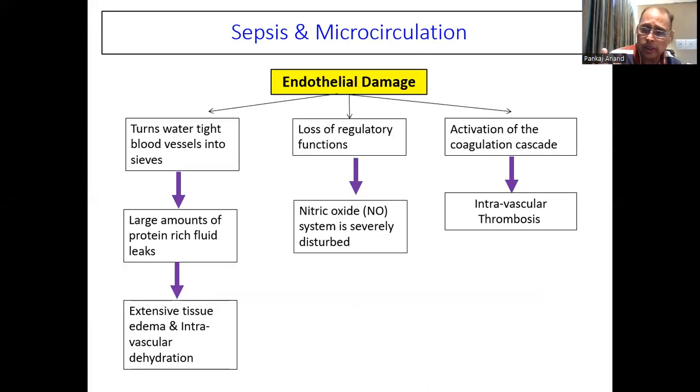So the endothelial damage manifests in largely three ways. First of all, the watertight junctions in the blood vessels actually become so porous that they become like sieves. So there is a leaking of large amounts of protein-rich fluid, ultimately leading to an extensive edema in the tissue, as well as an overall dehydration of the vessels. There is loss of regulatory function so that the nitric oxide system gets severely disturbed, and there is an activation of the coagulation cascade leading to the intravascular thrombosis with catastrophic manifestations.